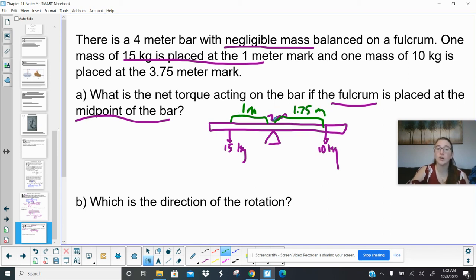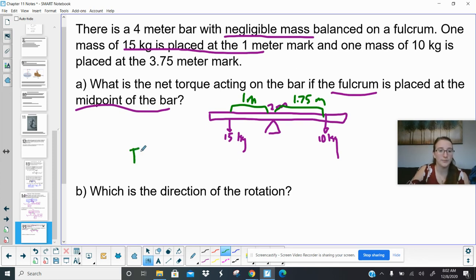So those are our distances from the center of rotation. Once again, it just so happens that our fulcrum, our center of rotation, is the center of mass because it's the midpoint of the bar. But we need to be careful that I am measuring this distance specifically to the fulcrum. If this fulcrum were placed somewhere else, I would measure to that point.